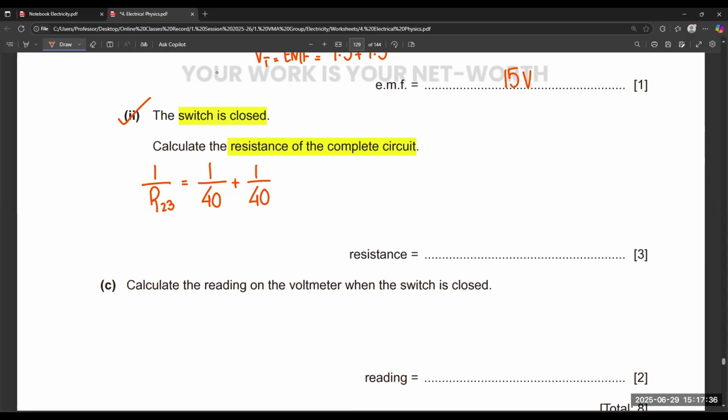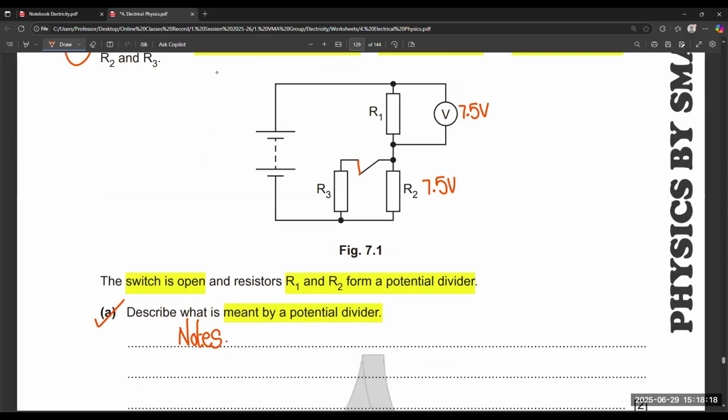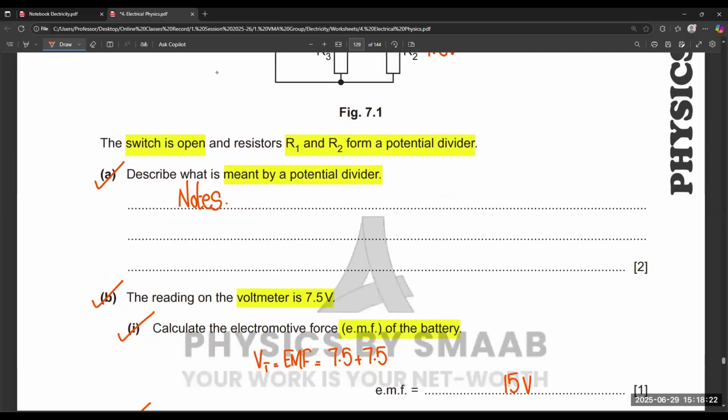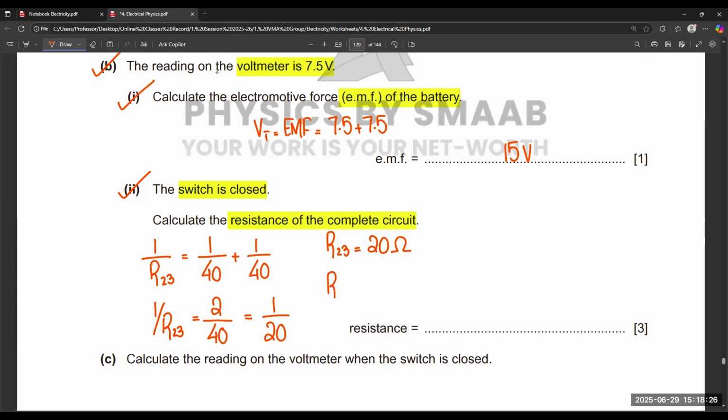If we flip the values, it becomes 40/2, which is 20, so R23 is equal to 20 ohms. Because the formula has reciprocals, we have to flip the value to get the answer without a fraction. Finally, we have R1 connected in series. When we join R2 and R3, they become like a single resistor, which is connected in series combination with R1. So R123 is equal to R23 plus R1.